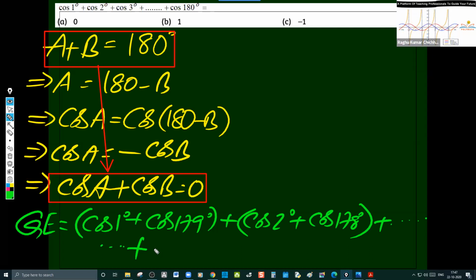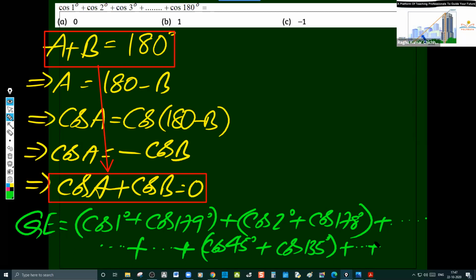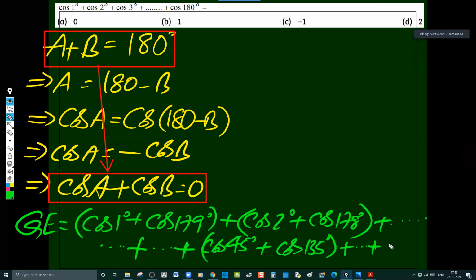Because these are all 0, you need not count them. Is there any term remaining like this? We need 90 plus 90, so you don't get a pair for cos 90. Even for cos 180, you don't get a pair. Do you find any pair for cos 45? Yes, you get. Tell me the pair for cos 45, please. 135. Correct. And so on. Tell me now, what are the terms remaining? Finally, cos 90 and cos 180 degrees. Correct.